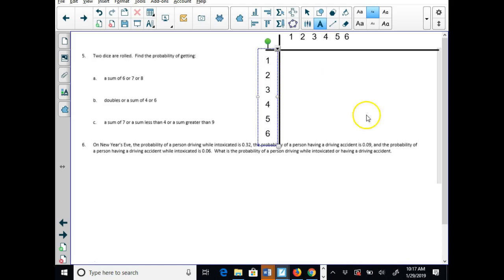Why am I filling this out? I'm filling this out because two things are happening. 2 dice are being rolled, right? It says the probability of a sum of a 6 or a 7 or an 8. So how am I going to fill this table out? I want to fill it out with the sums, right?